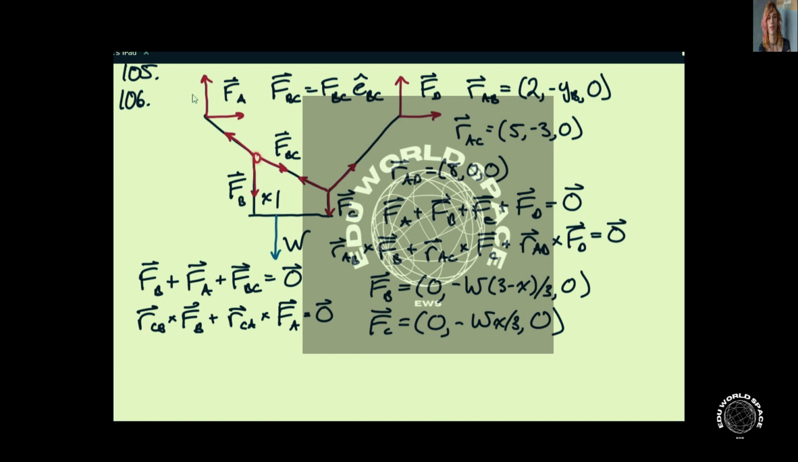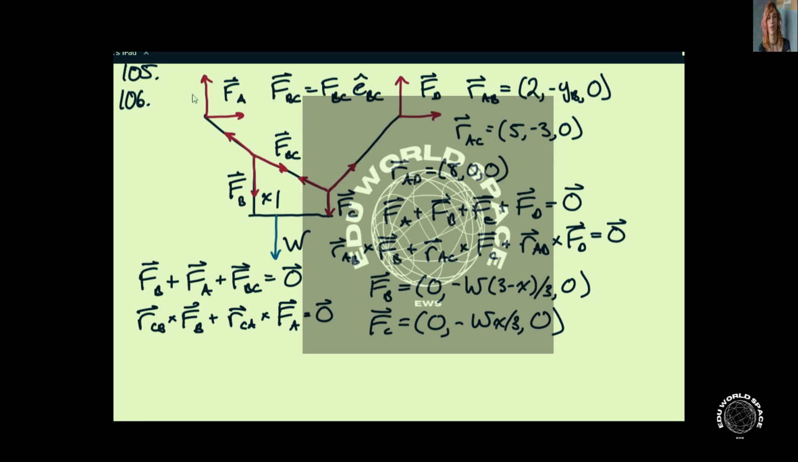We know point B is 2 feet from the origin in the horizontal direction and some unknown distance below the origin in the y direction. Point C here is 5 feet in the horizontal direction and 3 feet down. And point D is just 8 feet in the horizontal direction. So we have this platform and it's connected through cables here to points B and C.